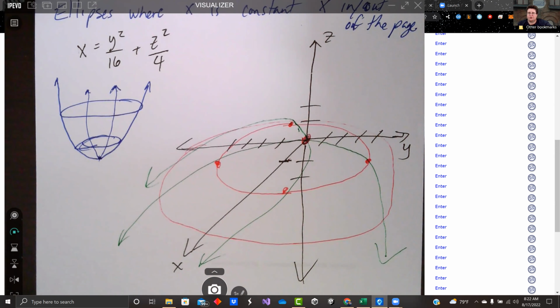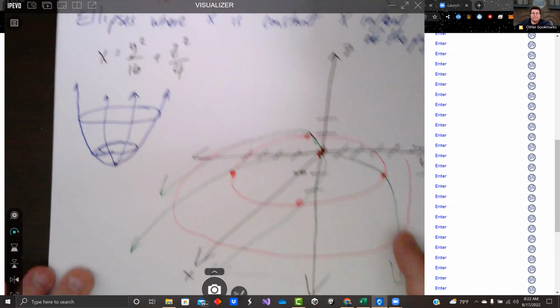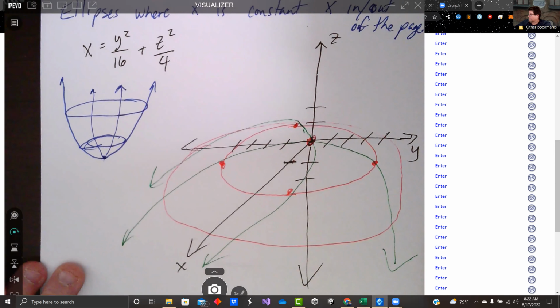So don't get discouraged by the graphing. It's not the biggest part of this section. The main thing is getting some practice working in three-dimensional space and getting comfortable with x coming out of the page, y going to the right, z going up, and trying to get a feel for what's going on. Okay. Any questions on that one? Okay.